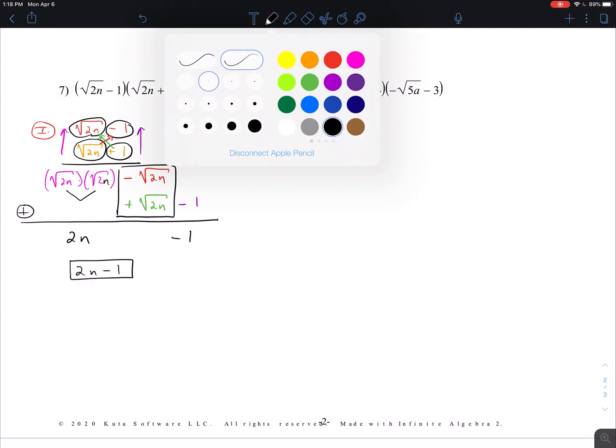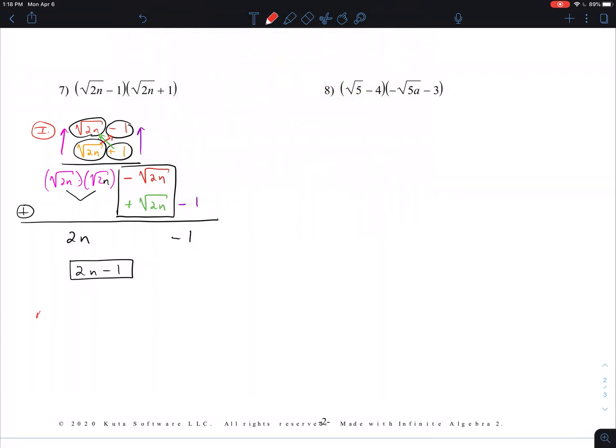Now, I'm going to do this the second way, and I'm going to remind you of the difference of two squares. Okay? And remember, that means that if I have two binomials, then their product is going to be the difference of two squares. So if I have a plus b times the quantity a minus b, it's always going to be a squared minus b squared.